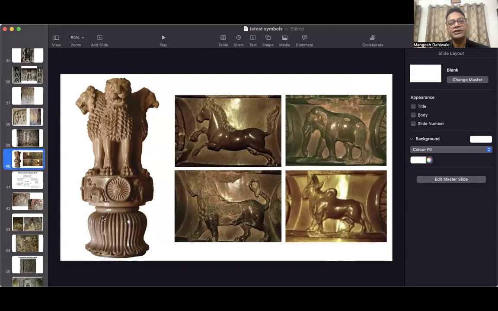This is the famous symbol in Buddhism, the famous roar of the lions in the four directions, representing the Buddha. But these four animals have different meanings, and I'm not going to go into the different meanings of that. They represent the different powers of the Buddha, but they also represent the different events in the life of the Buddha. For example, the elephant is associated with the birth of the Buddha. The renunciation is represented by the horse.